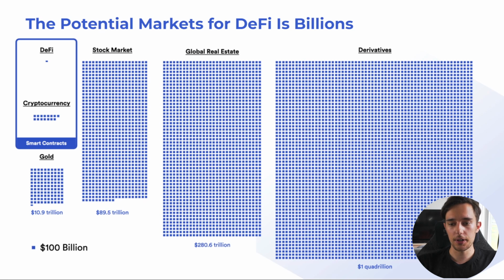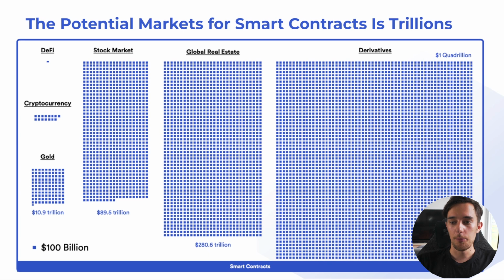But if we look further, smart contracts are mainly used in DeFi and cryptocurrencies. But that's still a very small part compared to the stock market, gold, real estate, and derivative markets, which are worth $1 quadrillion, which is just insane. So the potential for DeFi is billions, but if smart contracts would take over all of these markets, the potential is trillions, which is just crazy to think about.